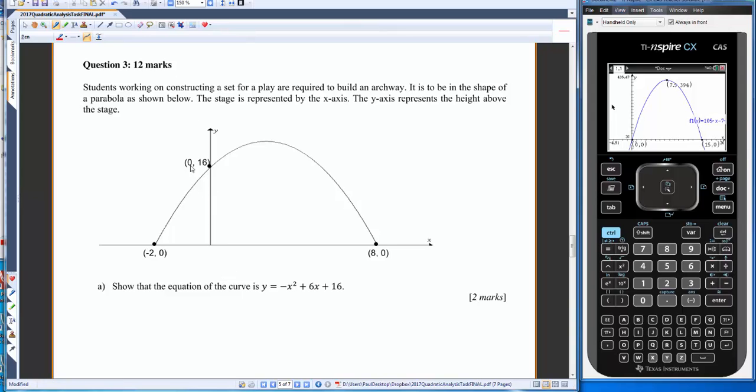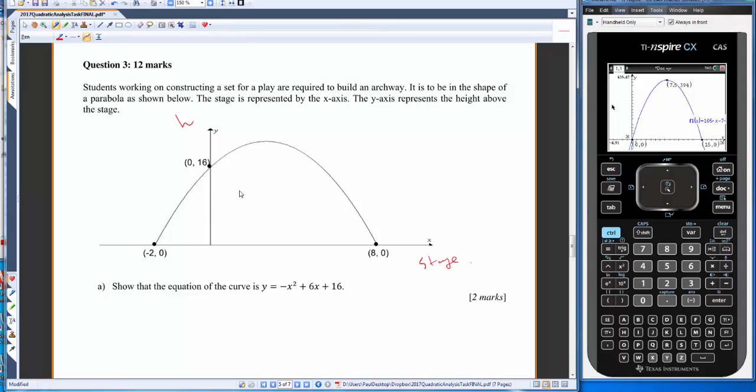Alright, so we've got students working on constructing a set for a play, required to build an archway. It's to be in the shape of a parabola. The stage is represented by the x-axis, so we've got the stage here. The y-axis represents the height above the stage. Okay, so the y-axis is height, and the stage is the x-axis. Okay, so this is the stage.